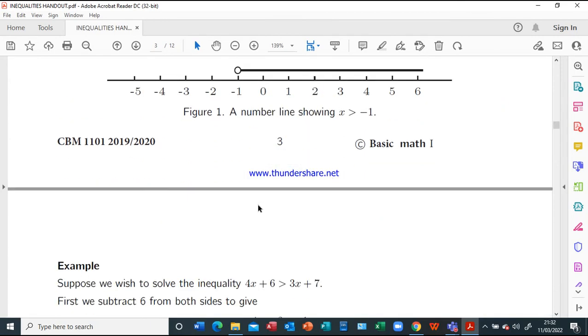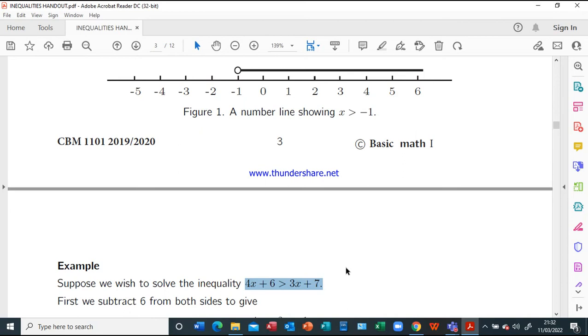Now I'm going to involve you right now. I would like you to solve this one. I'm not exposing the whole of it. Solve the equation number 2: 4x plus 6 is greater than 3x plus 7. Are you there with me? Yes, sir, we are there.